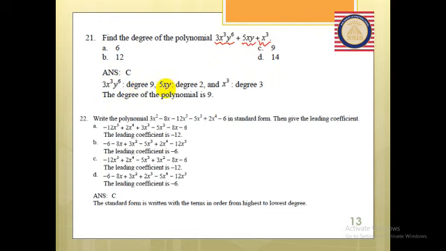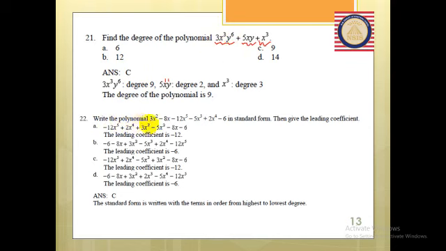What about this term? Here 1 and 1. Don't forget, no power means 1. So degree is 2. Here degree is 3. So I have here 9 and 2 and 3. Don't sum them. No, I'm taking the highest. The highest is the 9th degree. Okay? So if I have a polynomial, what I'm going to do? Taking the highest power of one term. Don't sum the power for all terms. We sum the powers only for one term. Okay? Very good.